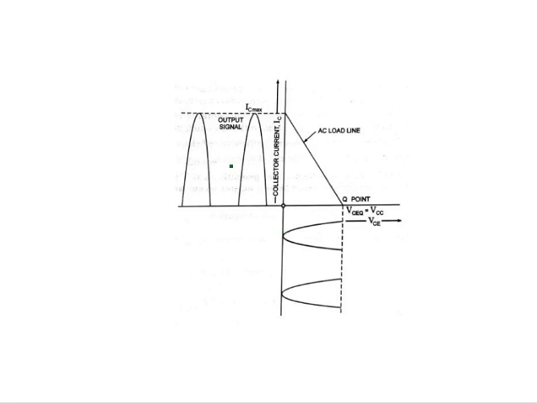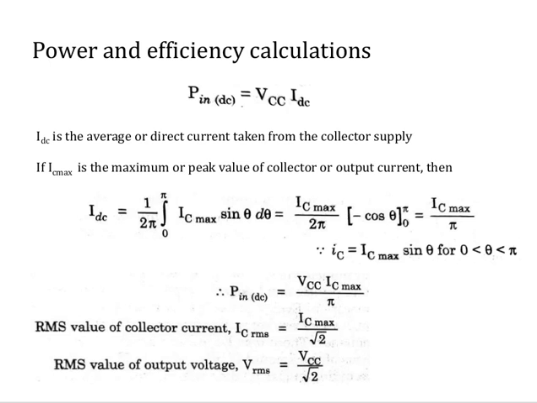Now this is once again showing the waveform. This IC max is the maximum value of collector current. Now this is the AC load line and Q point is here, and VCE is the maximum. This is the maximum swing of VCE. Now let us calculate the power and efficiency.